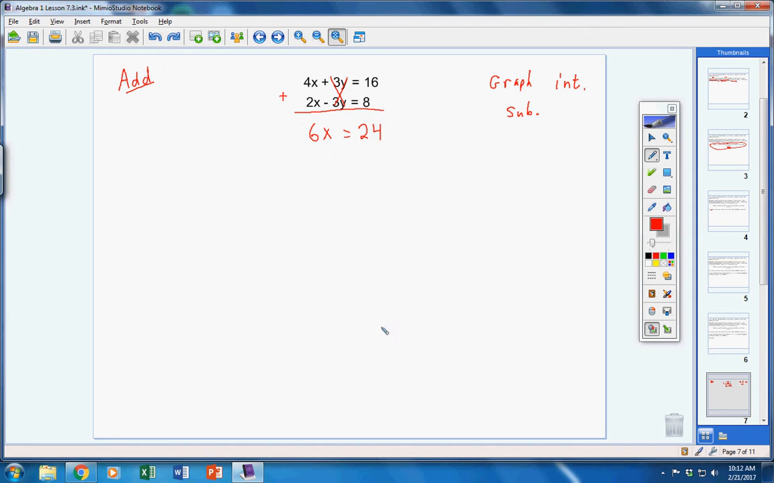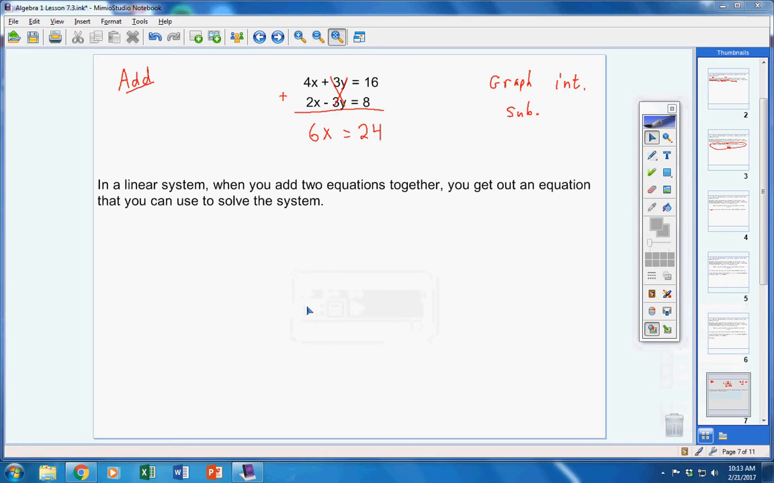Now, I would like you to stop and write down a sentence in your notes. I'm going to type that sentence for you. There's the sentence. It should have popped up on your screen. Please copy this down. It's very, very important. I know it's a little long, but please copy this down. In a linear system, when you add two equations together, you get out an equation that you can use to solve the system.